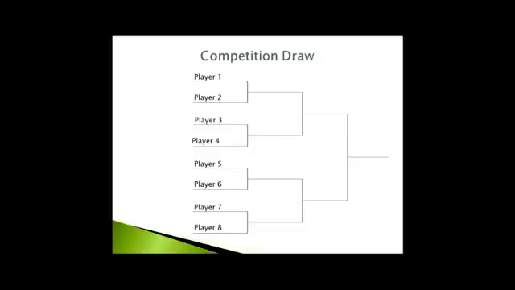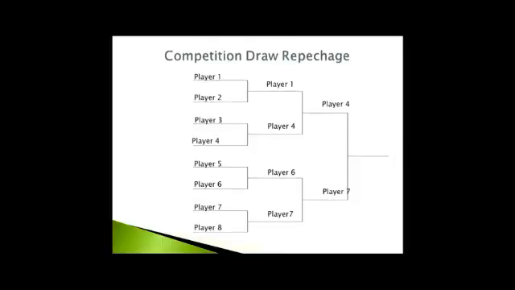Now in this instance we have what we call a match. Here we've got player 1 versus player 2, and from that we have an outcome of player 1 winning that match. The next match is player 3 versus player 4, and player 4 wins. Player 5 versus player 6, player 5 wins. Player 7 versus player 8, player 7 wins. Then 1 versus 4, 4 wins. 5 versus 7, 7 wins. And then 4 and 7 play off against each other.